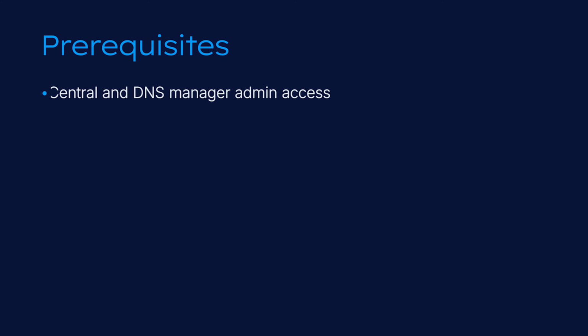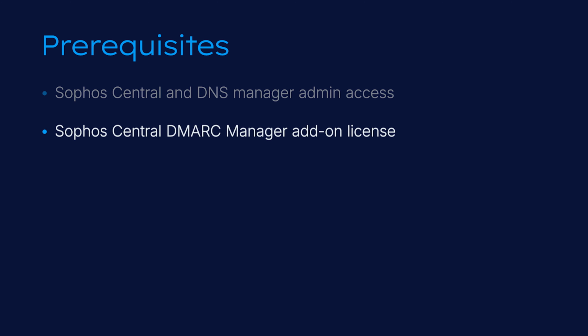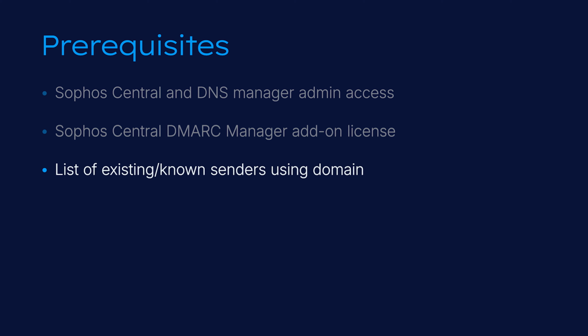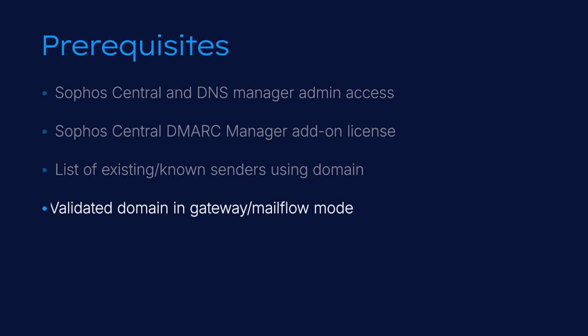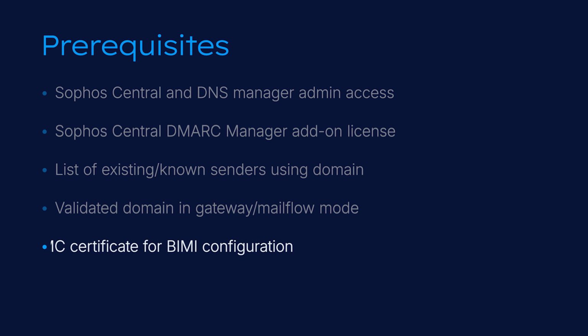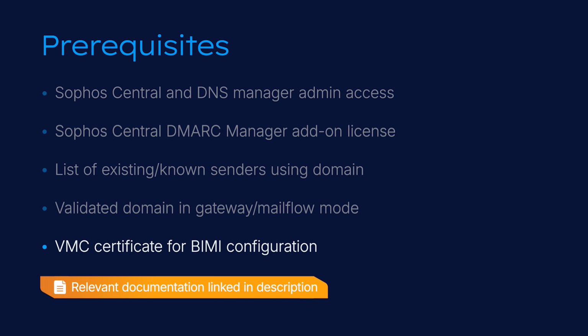Before starting, ensure you have admin access to Sophos Central and your DNS Manager. A Sophos Central DMARC Manager add-on license for Email Advanced and a list of existing and known senders using your domain. You must have a validated domain in gateway or mailflow mode. Lastly, ensure you have the necessary VMC certificate if you're configuring BIMI. For more information, refer to the documentation linked in the description.